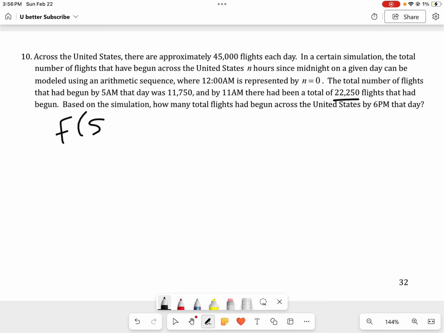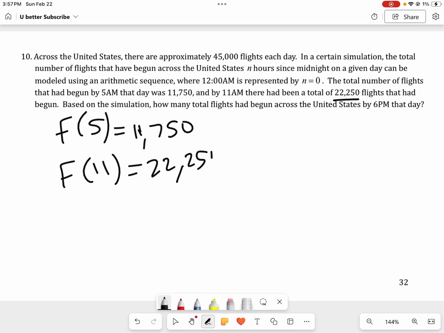We have f of 5, because that's 5 a.m., it's 5 hours after, and we also have f of 11, which is 22,250. It's a function of n because n hours, that's your x values. We can call it f of n. And we need a k value for an arithmetic sequence. Let's just use f of 5.